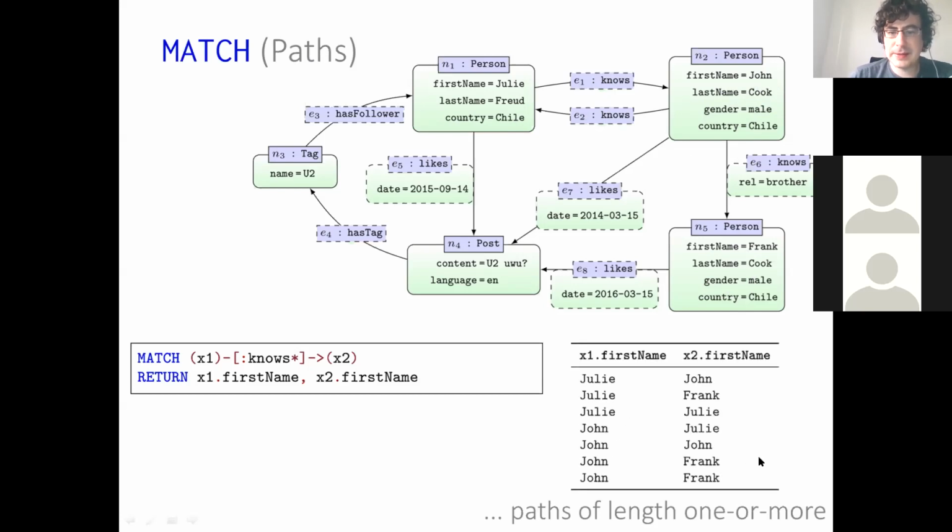So here we see the results. Julie John, Julie Frank, and Julie, which I didn't mention, right? So we can go Julie John, John Julie. We have John Julie, a direct link here. We have John John, we have John Frank, and we have John Julie, John Frank. So we have John Frank twice. Okay, I hope that makes sense. Any doubts or questions about that?